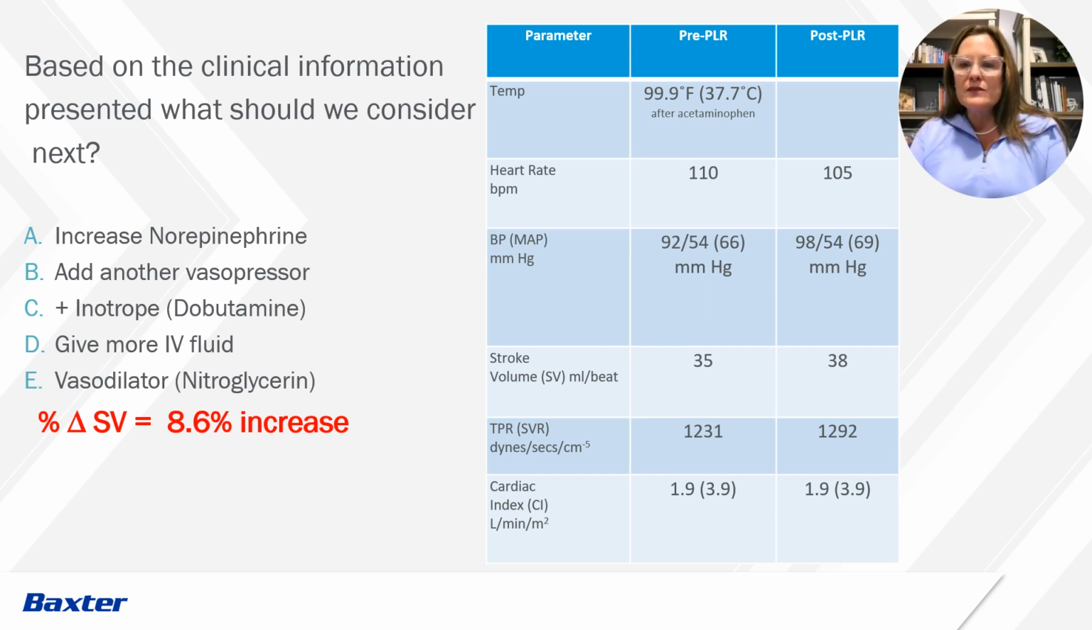So I think at this point, we need to think through our options, right? We have a normotensive patient, but still a very low stroke volume, a high TPR, and a low cardiac index. So are we going to increase norepinephrine? No, because our pressure is fine. We're not going to add another vasopressor, but would we want to give them fluid? No. Would we want to give them a vasodilator?